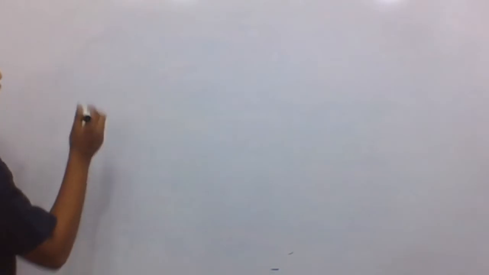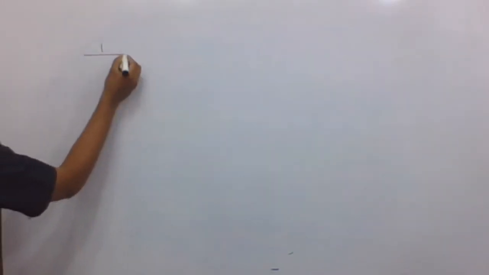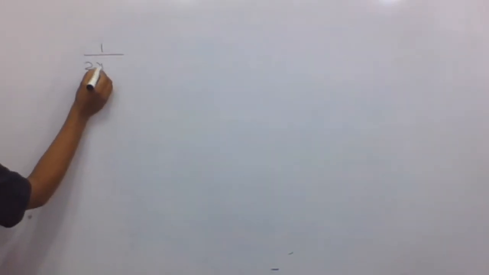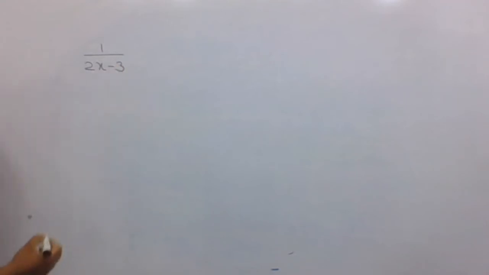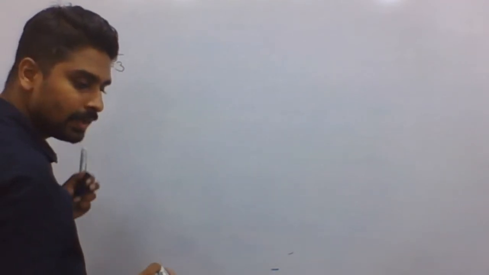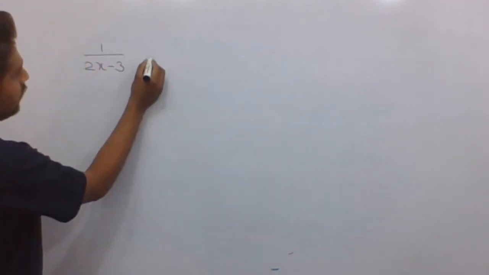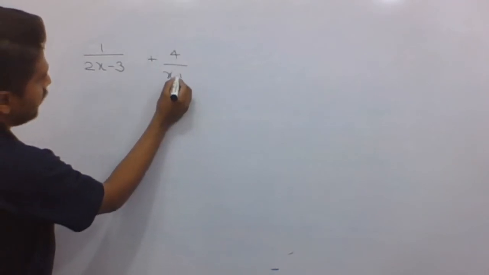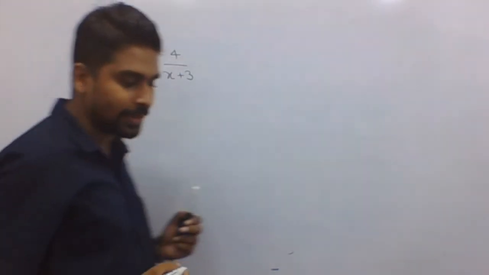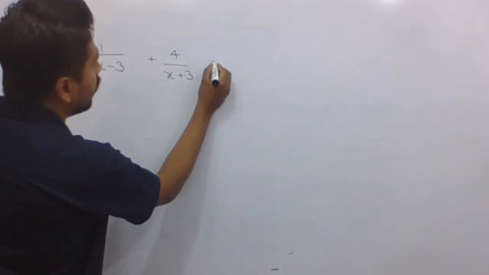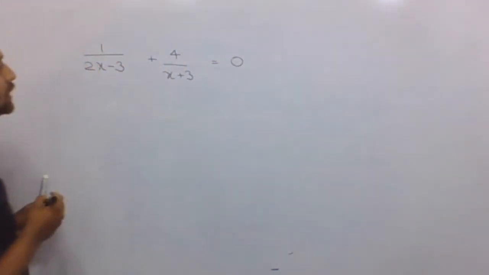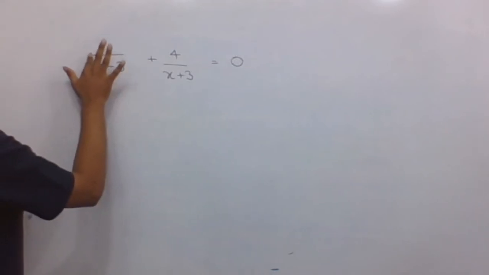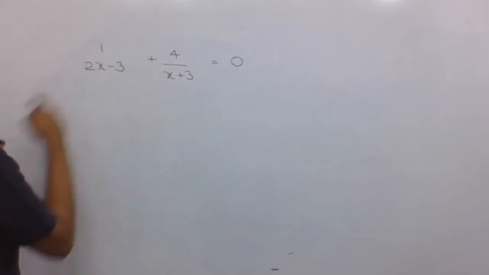Okay, the next question: 1 over 2x minus 3 plus 4 over x plus 3 equals 0, right? So how to do this question?